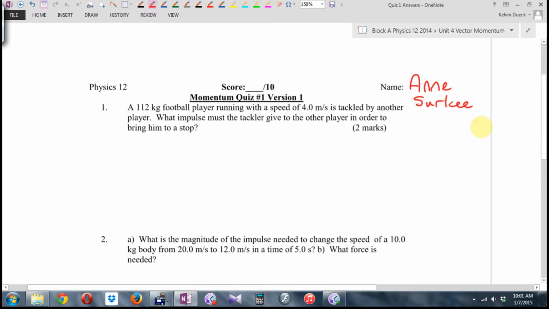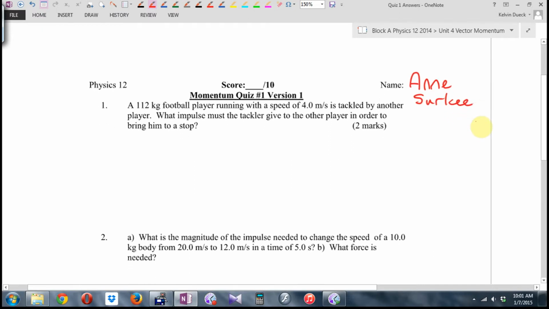Here we go. Question wants me to find impulse. Well, impulse is another word for change in momentum. There's two ways I can do this. I can either go force times change in time, or I can go final minus initial. Which one's right? Well, I look at what they gave me, and I notice I don't see a force or a time.